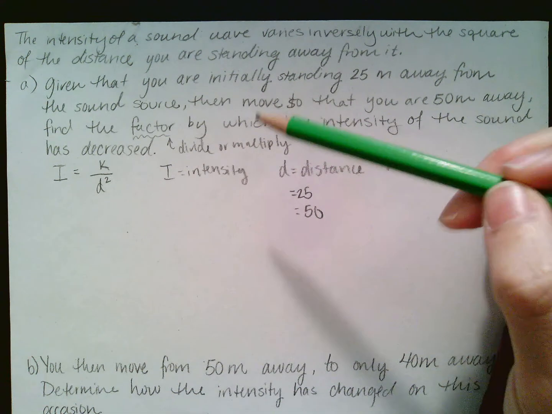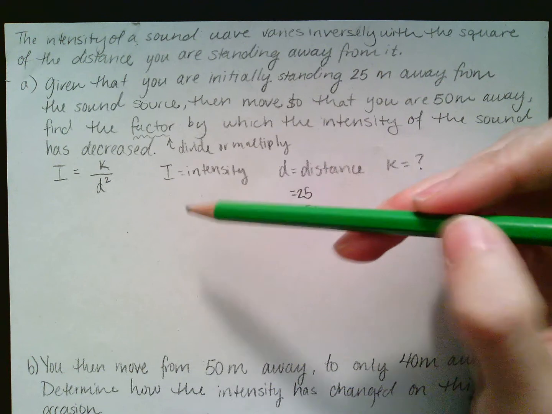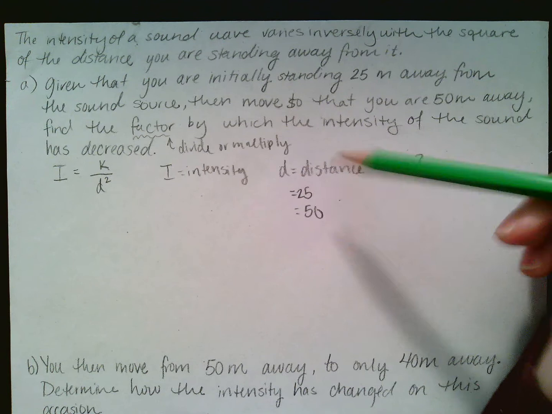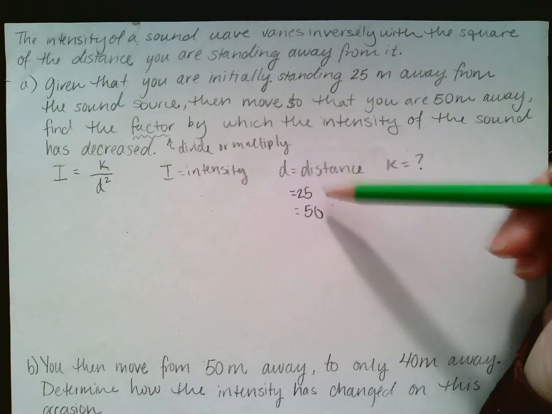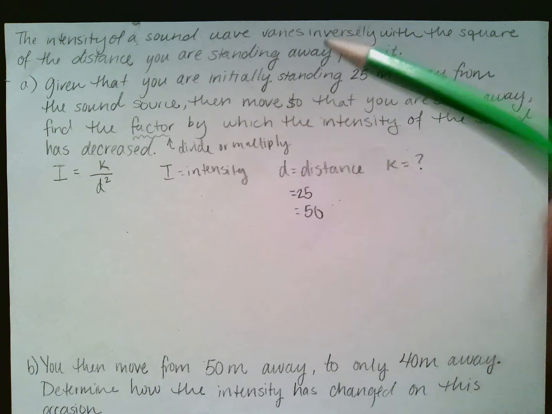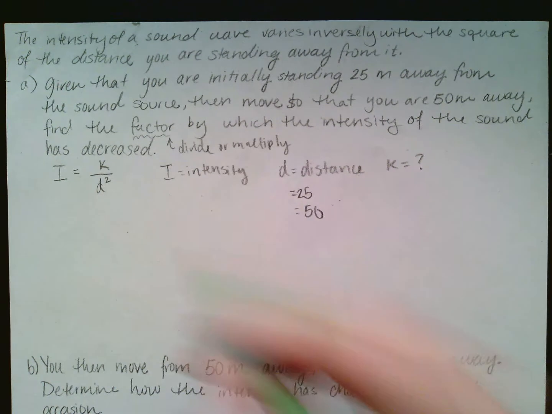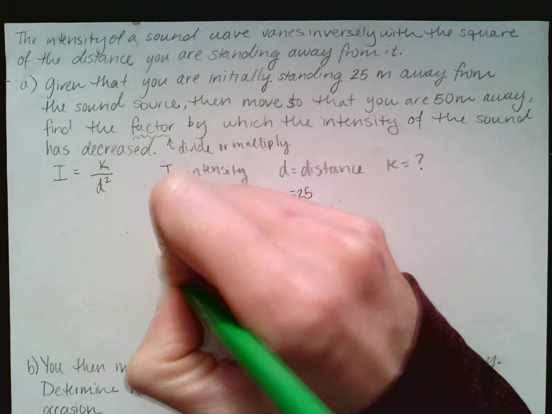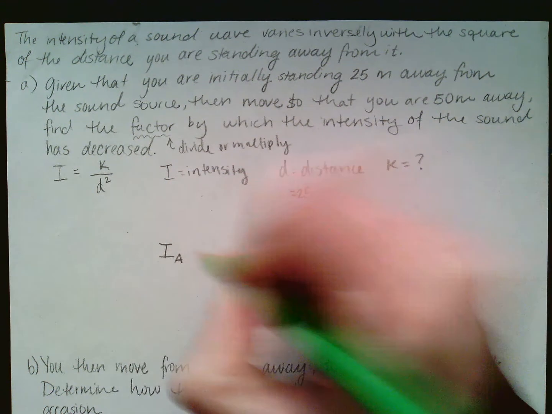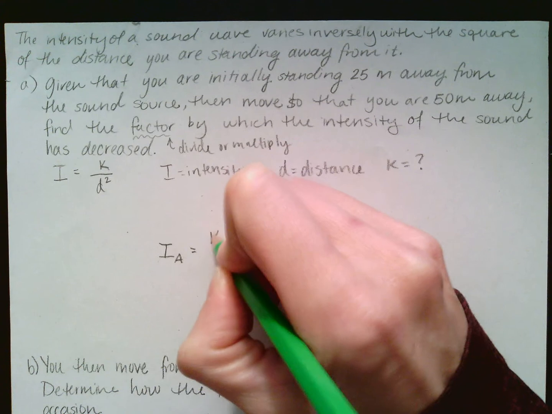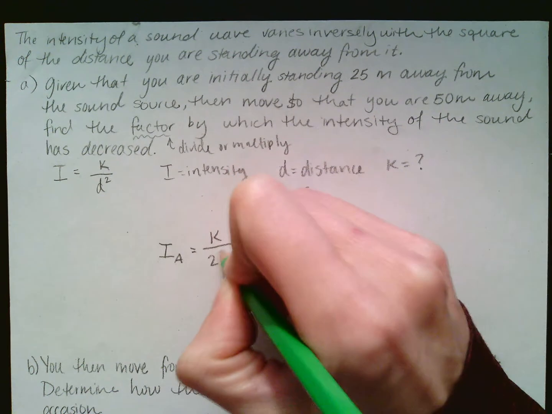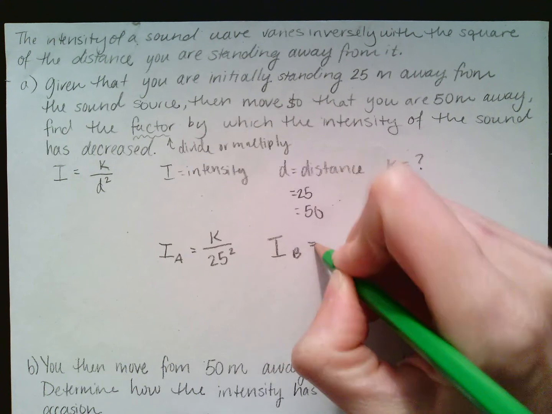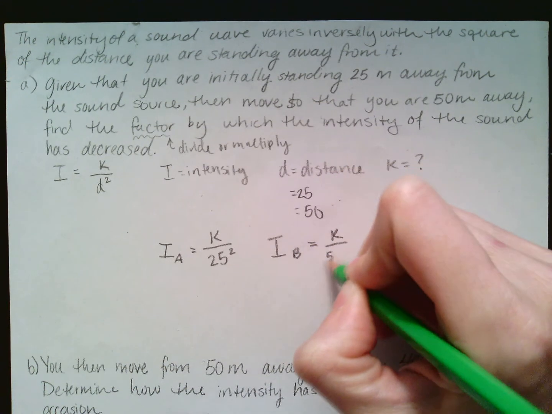So you probably all got to this point and you're like, I don't have any intensity, which means I can't find my K, which is hard. You only have distance. You have two separate distances, so you have enough to make two separate equations, plugging in for that D. So we've got the first intensity, I sub A, equals K over 25 squared. And then we have I sub B equals K over 50 squared.